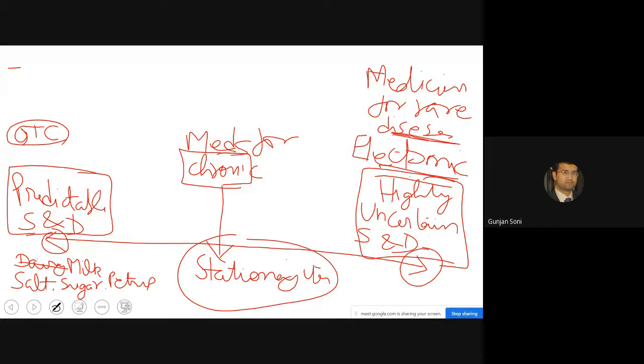Where would the automobiles fall? Where do I place the automobiles: in the middle, on the left, or on the right? Give your answer. Write your answer in the chat box. Where should I place the automobiles? Left, right, middle. Varun says middle. Shubhangi, middle. Ritika, middle. Good. Yukta, Karvi. So you people are right. Automobiles fall in the middle. They are more or less like medicines.